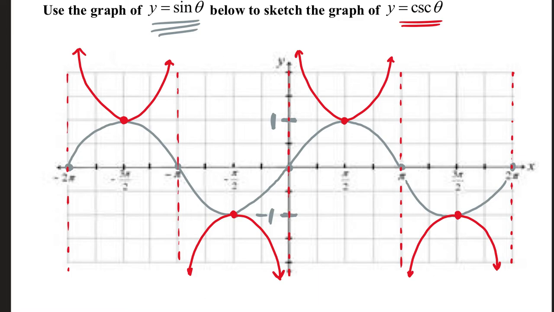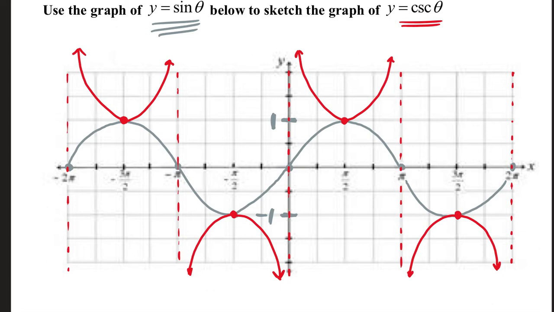We take the graph of sine, which I did in light gray. We have the series of hills and valleys oscillating over and over. There are places where your sine value is 0. We're going to pay attention to those locations. Those are the x-intercepts of sine. And we're also going to use the max and min values of sine, which are 1 and -1, respectively.